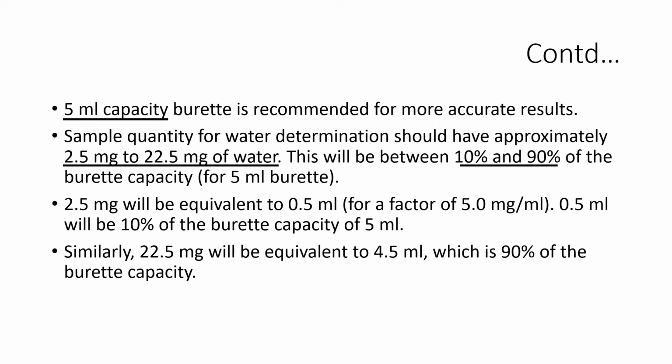So 22.5 mg will be equivalent to 4.5 ml. That is 4.5 ml into factor of 5, that will be 22.5 milligrams. And 4.5 ml will be 90% of the burette volume. Is that calculation simple? Is it clear?